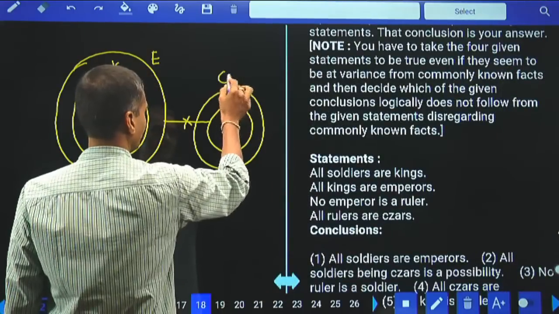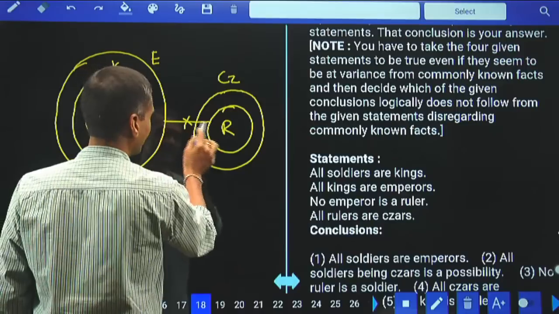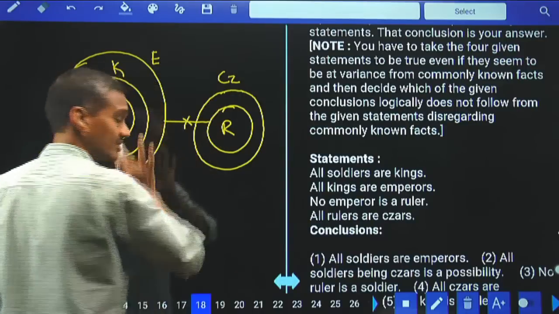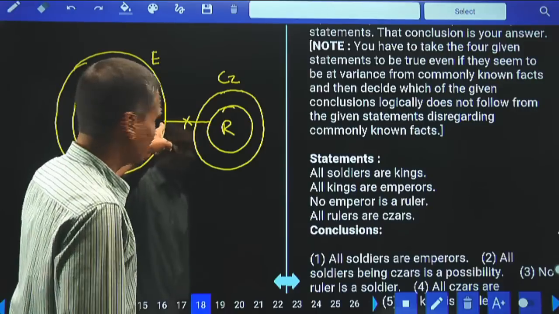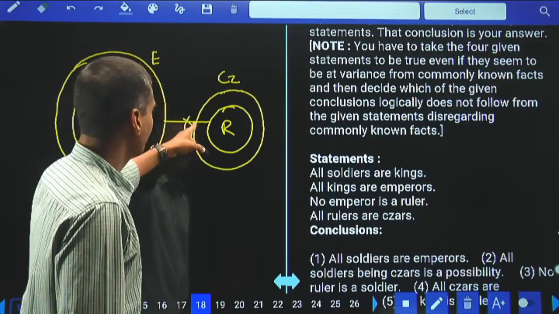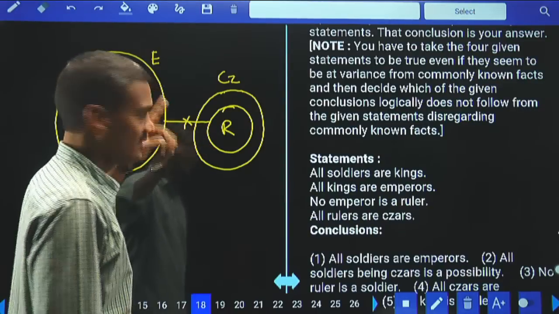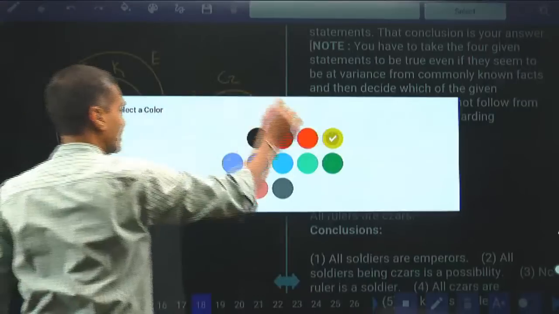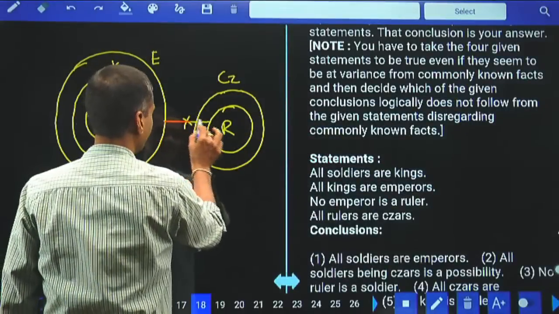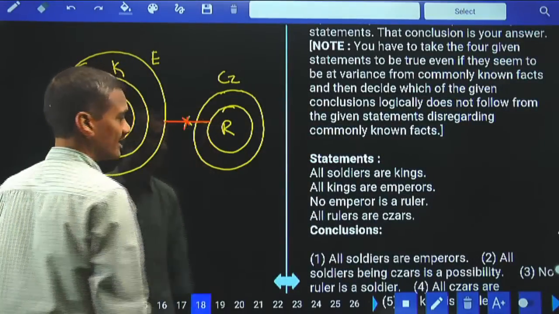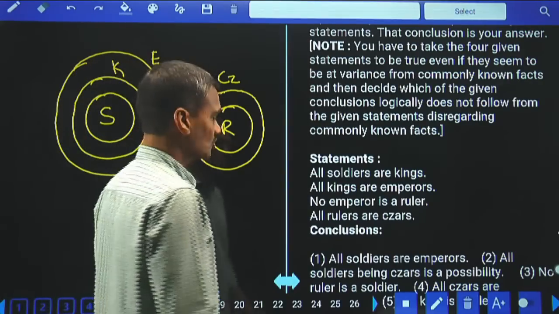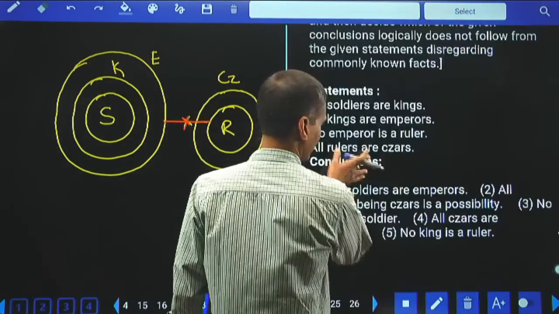Now which two should not be intersected? Emperor and ruler should not be intersected. Czar can be intersected. Isn't it? Now this cross is in between ruler and emperor, but not between czar and emperor. Hence, whatever line you are representing, it must be very clearly drawn. Which two should not be intersected? Emperor and the ruler. Then coming to the choices. What are the choices we have?